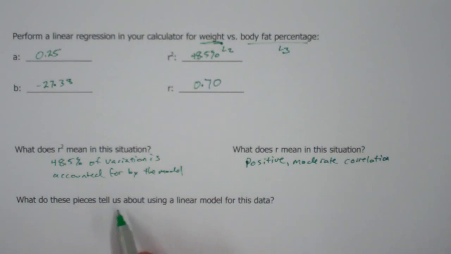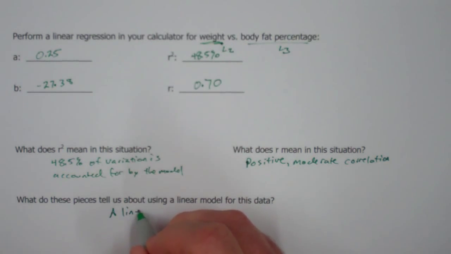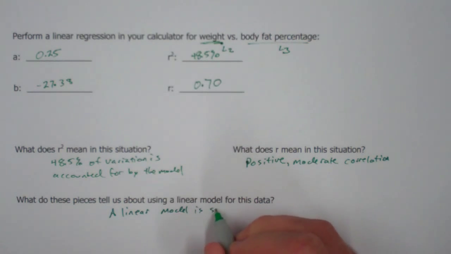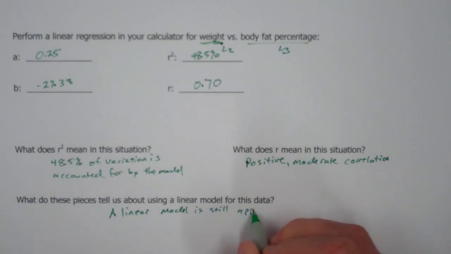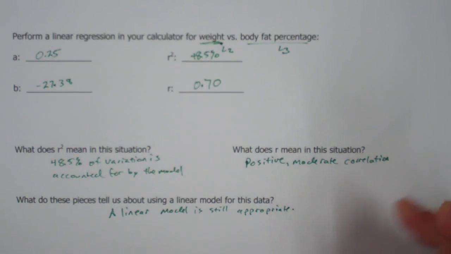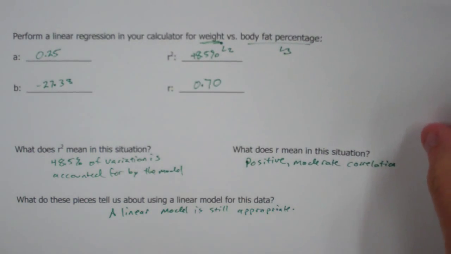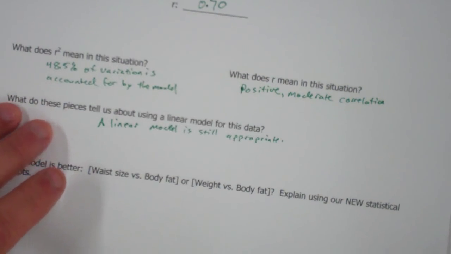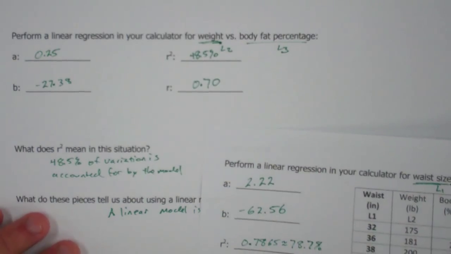What do these pieces tell us about using a linear model for this data? I would say a linear model is still appropriate, and our R value of 0.7 is not too bad, still appropriate, but might not be the best. Which model is better? Okay, well, that's the question here at the bottom. So let's take a look at some things that we discovered before, and we're going to look at that R value and the R squared value.